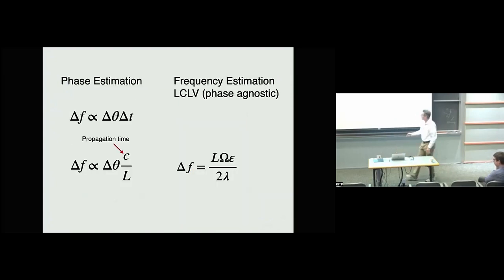And why is that important? Because if I were to use phase estimation for doing frequency estimation, I would get my change in phase integrated over my time. But here, the propagation time is simply L over C. Sorry, I put this in backwards. My propagation time is actually L over C. So it's an incredibly short amount of time.